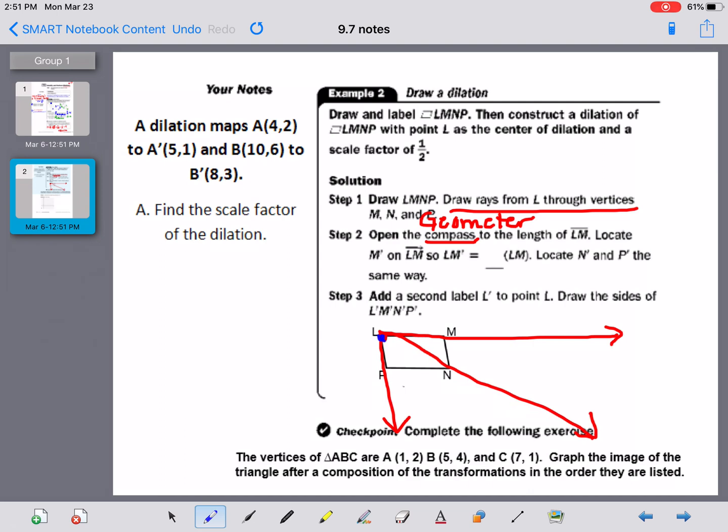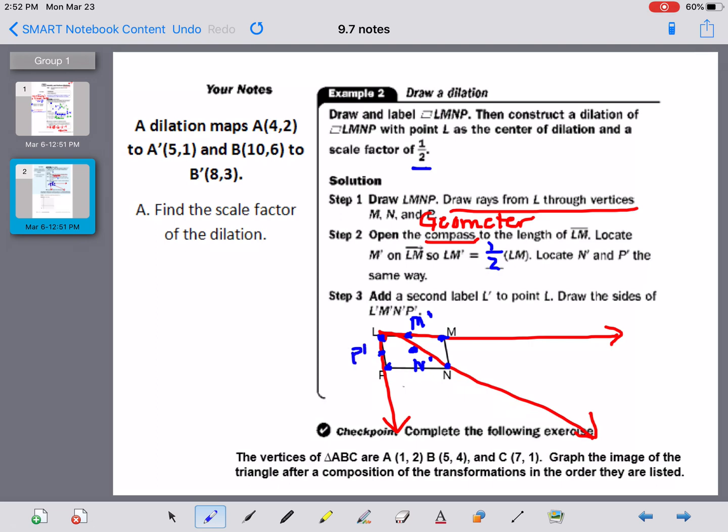So I measure from L to M here. Get your value, whatever it is. You're going to take half of it, since our scale factor is 1/2. So take that value of the length from L to M, take half of it, and that point becomes your M prime. Next, I'm going to measure along LN, and half of that, and that becomes my N prime. And then from L to P, I measure that, and half of that length is my P prime.